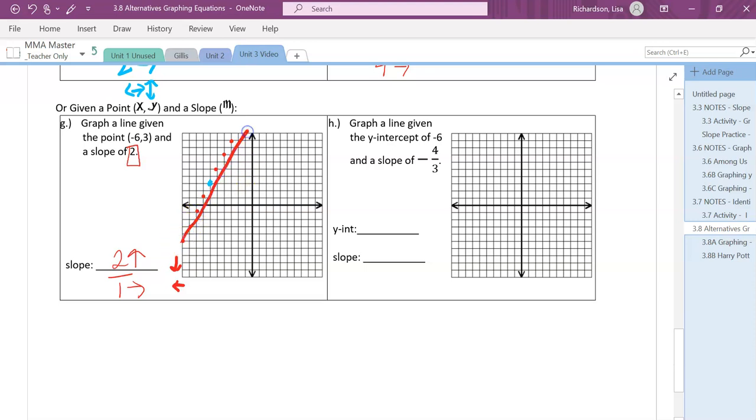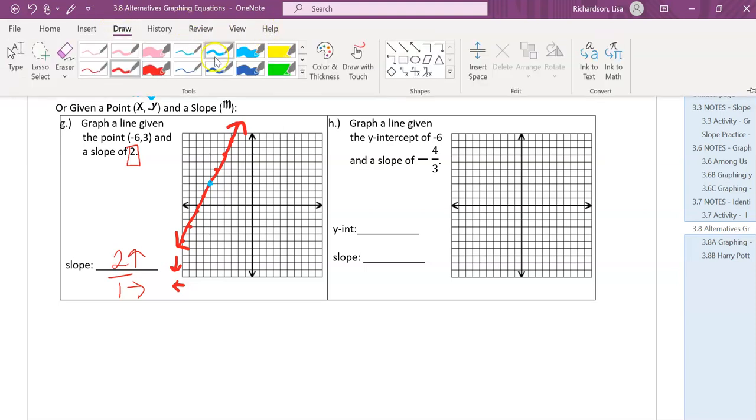Now you will draw a way better line than me because you're going to have rulers to do it. All right, guys? You draw your line, and that's it. Okay? So these are a little bit different. You might not necessarily see the y-intercept. All right, so don't worry about it, okay, unless it says it.